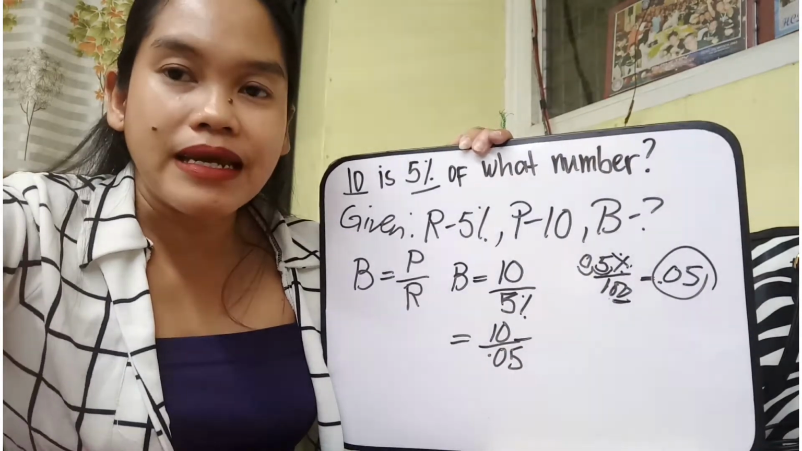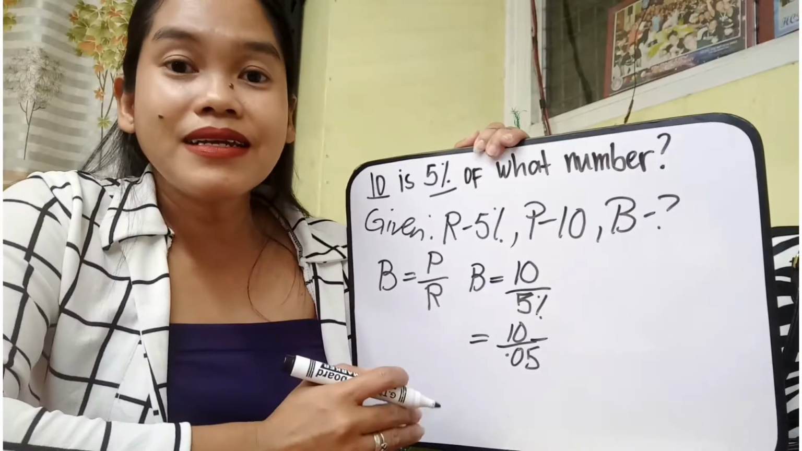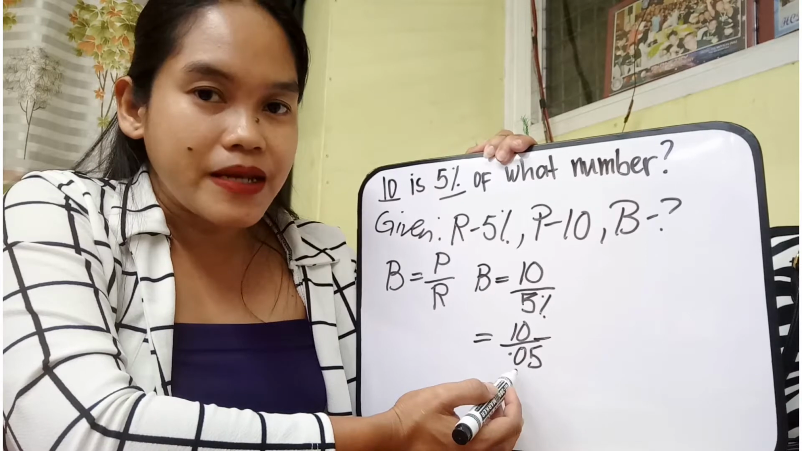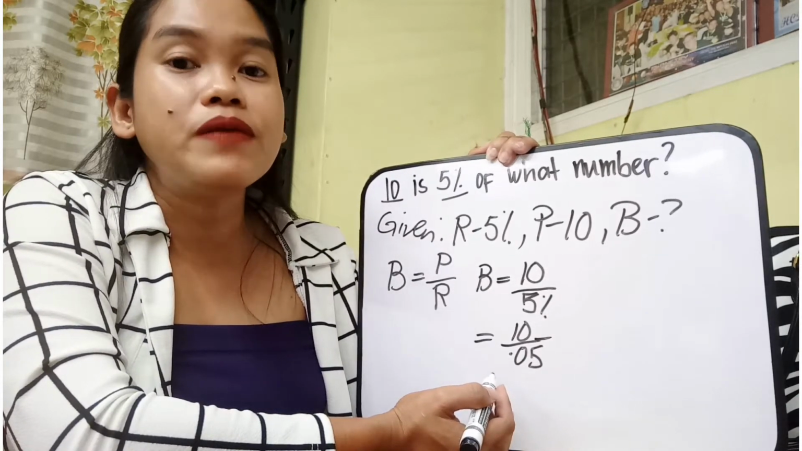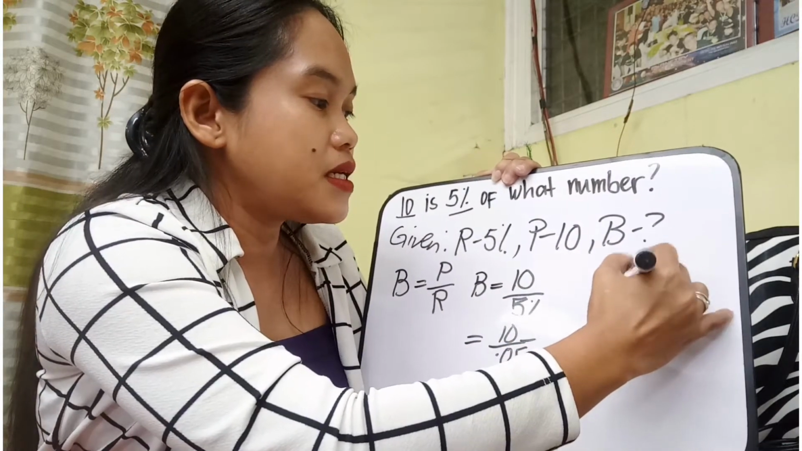So, ayan na yung given natin, 10 divided by 0.05. Pwede na tayong mag-divide. And take note, ang ating divisor dito is a decimal number. So, kung hindi nyo pa napanood yung ating dividing of decimal numbers, pwede nyo yung panoorin para malaman nyo kung ano yung ating rules in dividing decimal numbers.